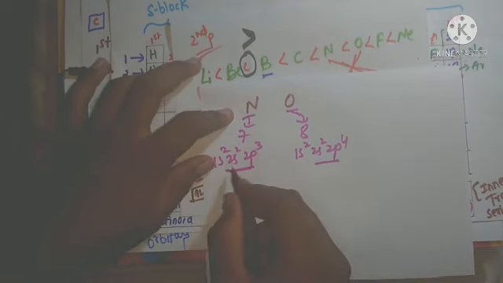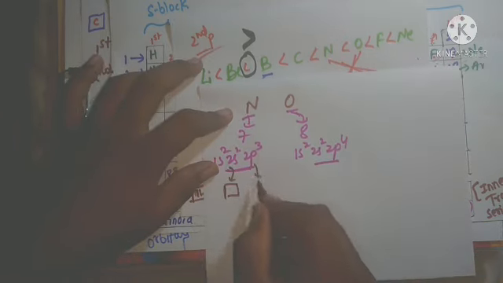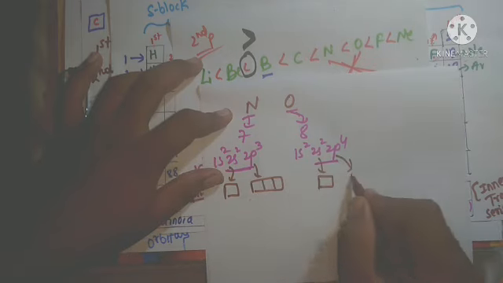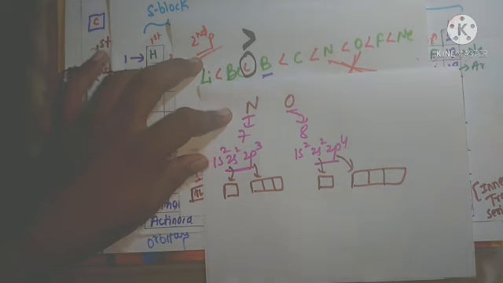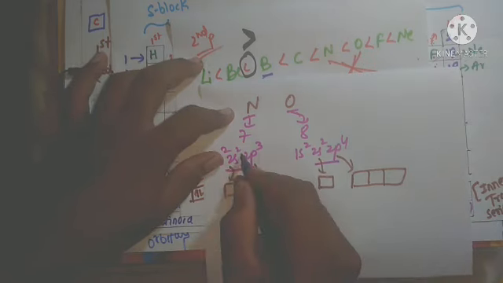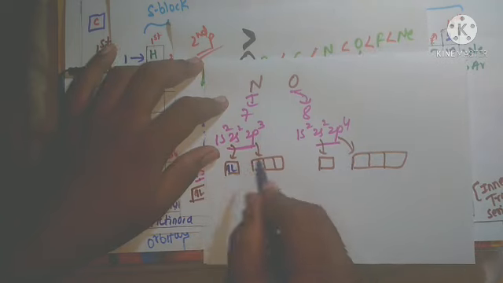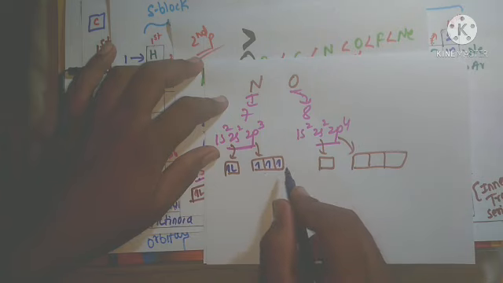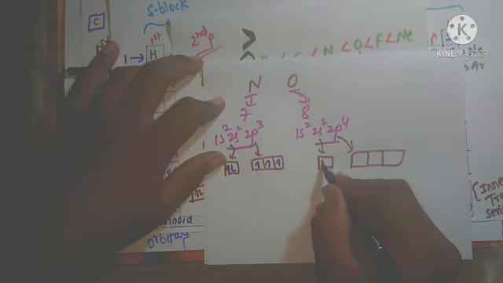Now just check. Here s means how many orbitals? 1. P means how many orbitals? 3. Again s means 1, p means 3. Now 2s has how many electrons? 2 electrons. 2p has how many electrons? 3. According to Hund's rule, first no pairing: all the orbitals should get singly occupied with 1 electron, because all have the same energy. Here again 2s has 2 electrons.